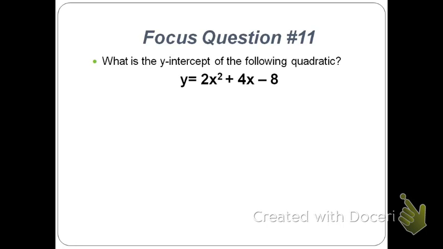Now we look at this problem and we want to know what the y-intercept is. Well, I see this c value of -8, and guess what? The y-intercept is 0, -8. It's always going to be shown in the back of the problem.